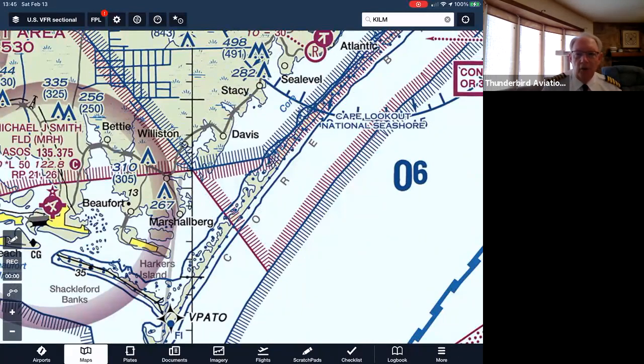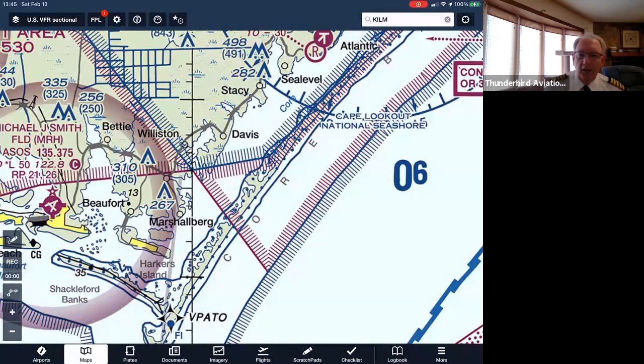Well, we look up there, it says Cape Lookout National Seashore. This symbol here is around wildlife areas. VPATO down there is just the name of that GPS point. Since everything in GPS has to have a 5-letter identifier, they've really gone crazy trying to come up with different letter combinations. So sometimes you can read the word, sometimes you can't. It looks like the potato or something. But anyway, blue line with the dots on it is a wildlife area.